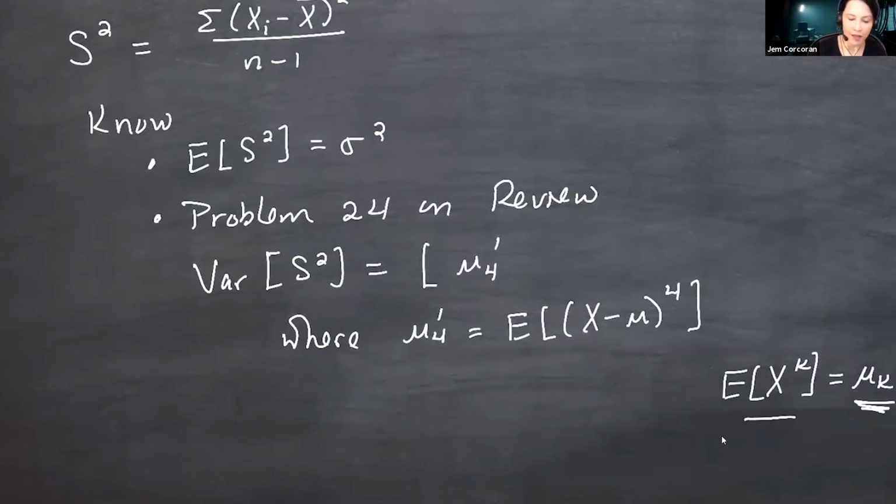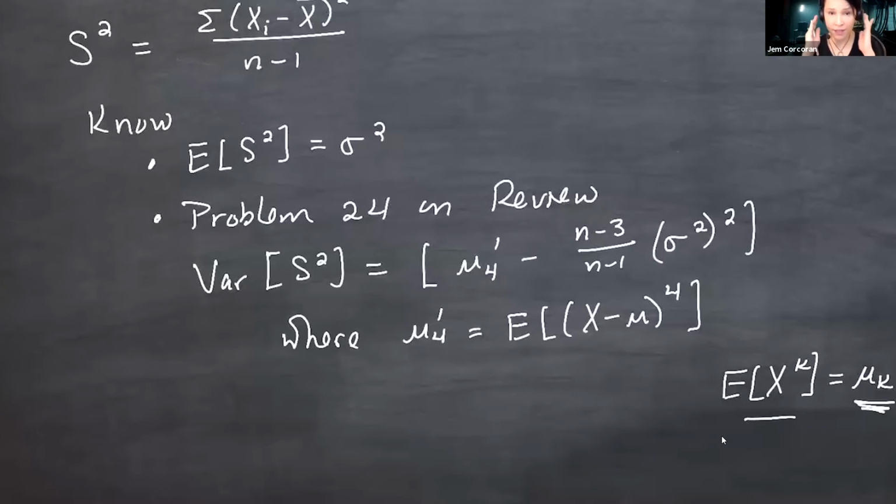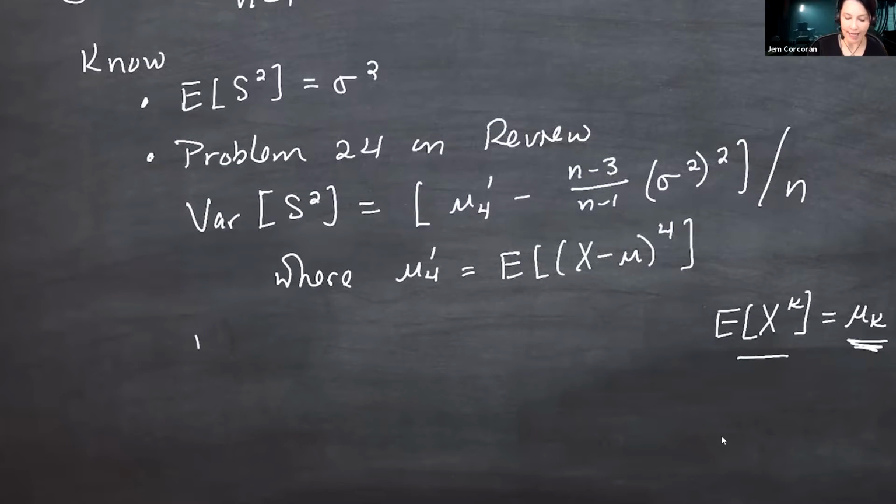It's not a derivative. Okay, so we could show, with horrible cranking out of algebra, that this is mu4 prime over n minus n minus 3 over n times n minus 1 times sigma squared squared, which of course is sigma to the fourth, but I kind of like to write it like this in computations because I think of the variance as a thing that I'm operating on. So I like to leave the variance alone rather than thinking of it as a standard deviation to the fourth.